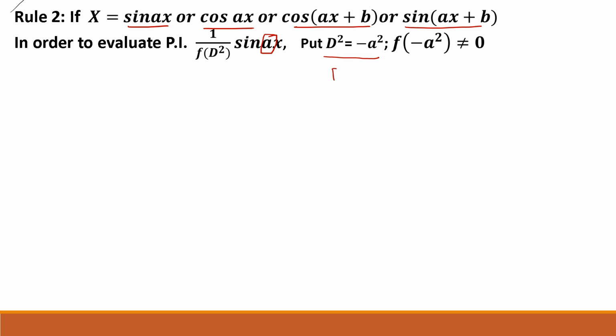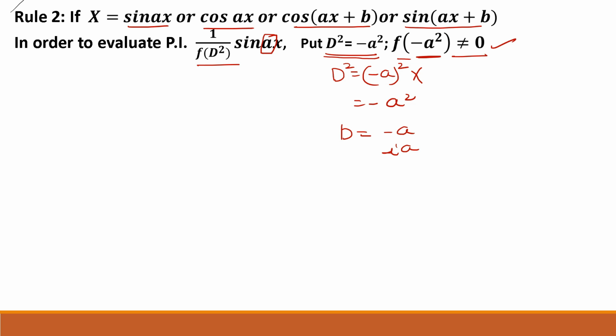And here please observe that D square is not minus a whole square. This is negative of a square, right? So this will be operated only over D square. If you are having D in your f of D, we will not operate anything. We cannot put D is equals to minus a or D is equals to iota or something. So we can operate only over the D square, and f of minus a square should not be 0. Fine, this is one condition. Now let's understand this along with one example.